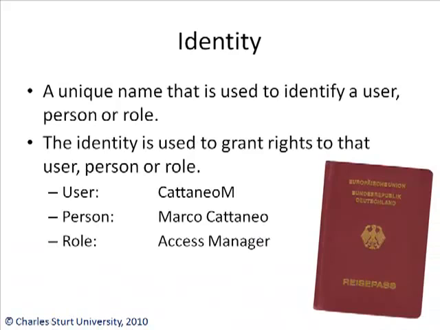What about identity? Well, identity, it says here, is a unique name that is used to identify a user, a person, or a role. The identity is then used to grant rights to that user, that person, or that role. For example, the user is Catania M, the person is Marco Catania, and the role of that person is the access manager. Typically these users, persons, or roles are then granted certain rights to, for example, use files or delete files, or to access a computer room. So that's the identity of a user, person, or role.